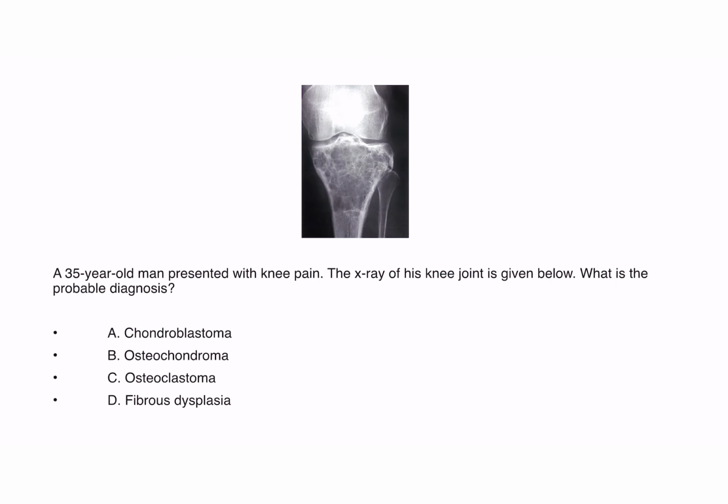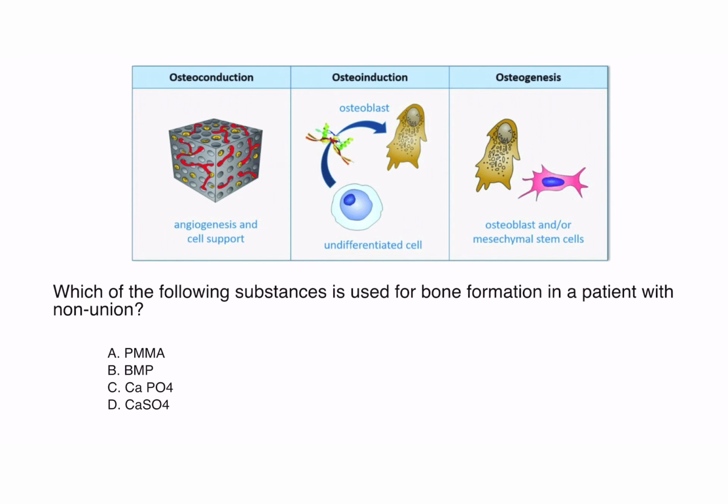Another question from osteoclastoma. A 35-year-old man presents with knee pain, and the x-ray of the knee joint is given. See, 35, I told you, it's usually a 30 to 40 disease. A knee pain, and it is an epiphyseal tumor. Yes, epiphyseal tumor. So that says it's an osteoclastoma or giant cell tumor. What is the probable diagnosis? That's an osteoclastoma. The answer is right there. So easy question.